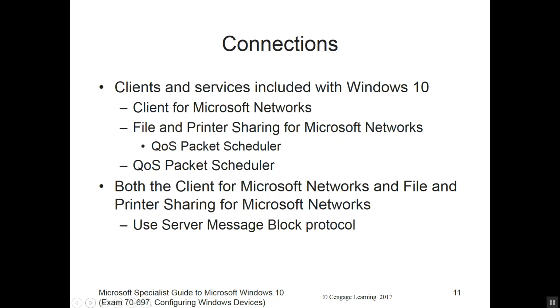Now, clients and services with Windows 10 include Client for Microsoft Networks and File and Printer Sharing for Microsoft Networks, and the QoS packet scheduler, which you'll see noted back in that previous interface. Both Client for Microsoft Networks and File and Printer Sharing for Microsoft Networks use Server Message Block Protocol, SMB.